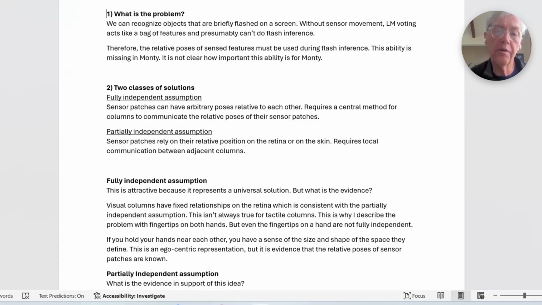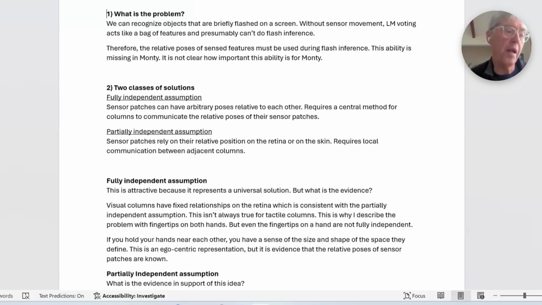So I'm just going to go through some text here, if you don't mind, and we can talk about it. This is a summary of lots of notes of confusion I had, boiling it down. So what is the problem? The problem is we can recognize objects briefly flashed on the screen, in theory without sensor movement, but that's questionable if there's any sensor movement at all. But without sensor movement, our learning module voting acts like a bag of features. And therefore, presumably, Monty, with no movement, can't do flash inference.